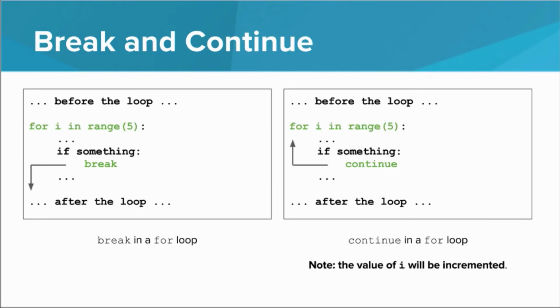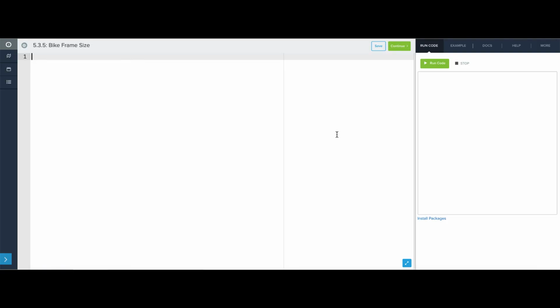Both break and continue can also be used in for loops. The break statement, shown on the left, essentially does the same thing as in while loops. The continue statement, shown on the right, also skips to the top of the loop with for loops. It is important to note that the value of i will be incremented as it normally would when the interpreter returns to the top.